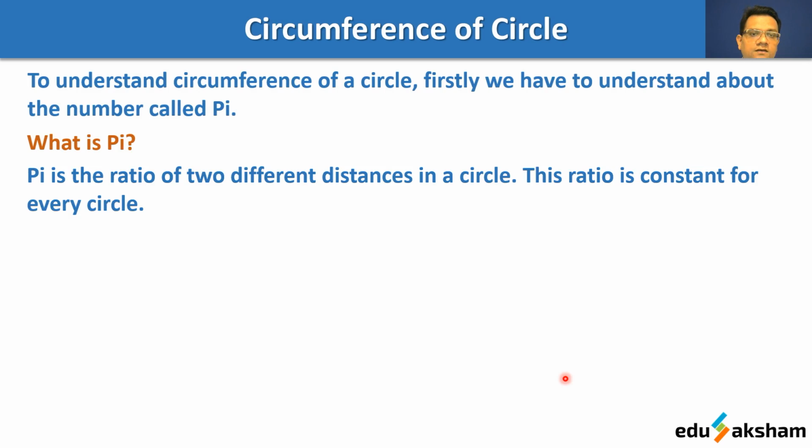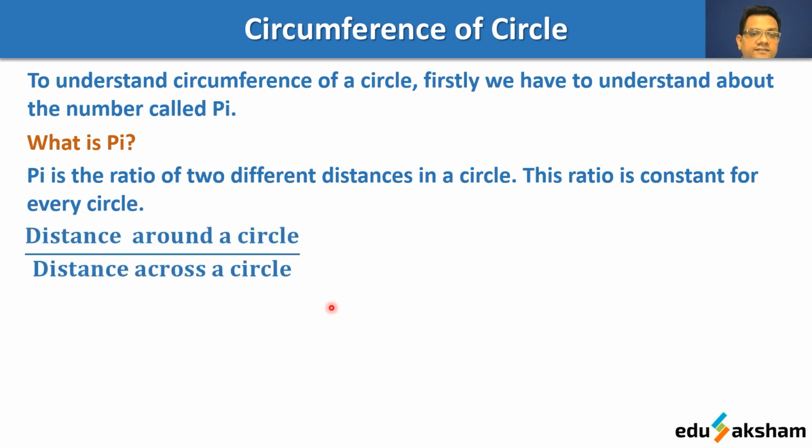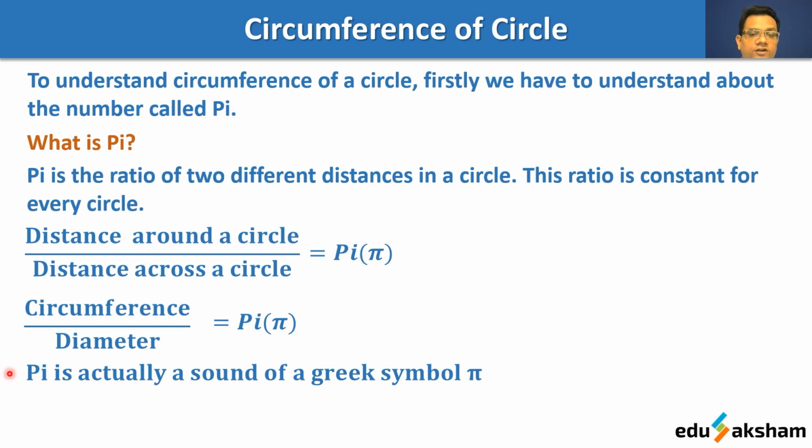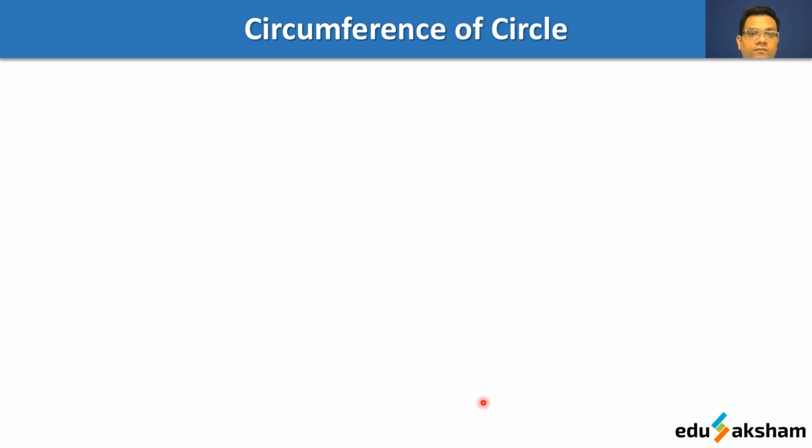So what is pi? Pi is the ratio of two different distances in a circle. This ratio is constant for every circle. The ratio is the distance around a circle to the distance across a circle. This is equal to pi. Now pi can be written like this. This is a Greek symbol. The distance around a circle is the circumference and the distance across the circle is the diameter. This is equal to pi. As we already said, this is a Greek symbol.